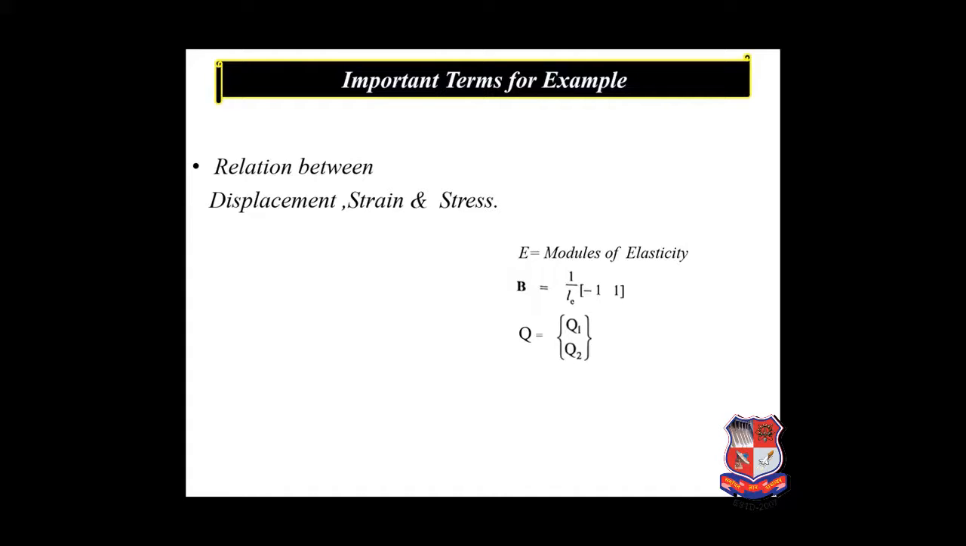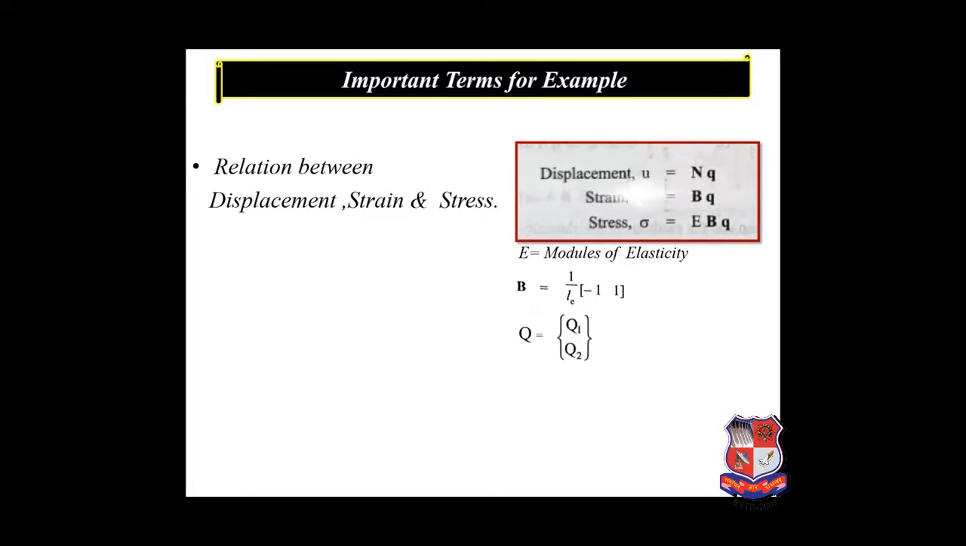First we have to learn the relation between displacement, strain and stress. This is just a recall. Displacement U is equal to N into Q, strain is equal to B into Q, and stress sigma is equal to E into B into Q, where E is the modulus of elasticity, B is equal to 1 upon L times [-1 1], and Q is the displacement vector Q1, Q2. That will change.